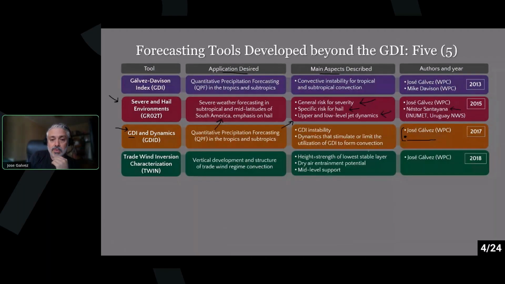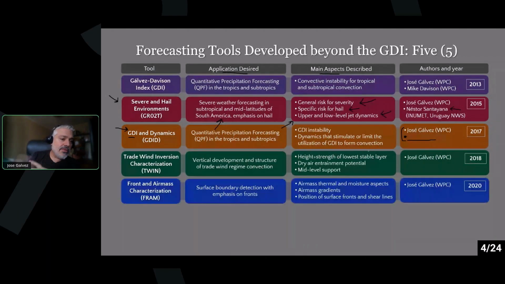All right, I'm going to keep going. The next one that we developed was the front-end Airmass characterization algorithm. We renamed it as FRAM. And I did a lot of work on this in the last month at WPC. And this is basically to help us detect fronts and also shear lines.